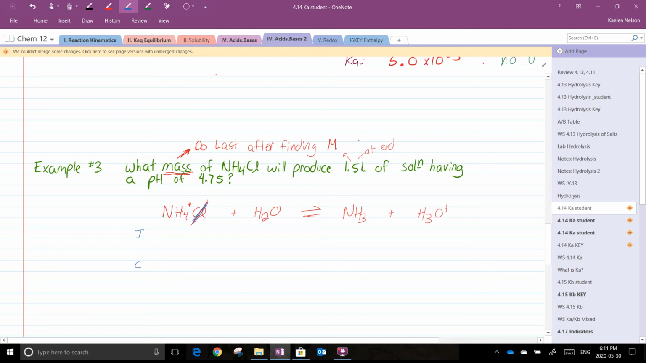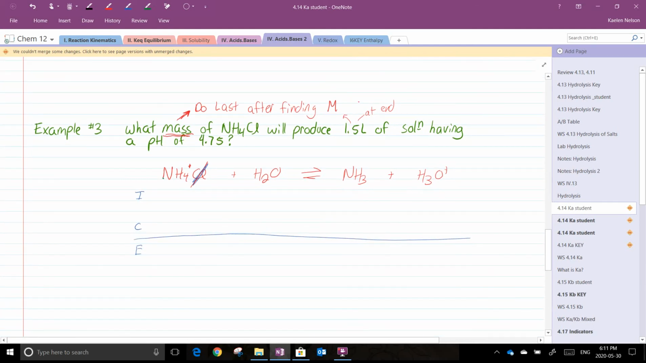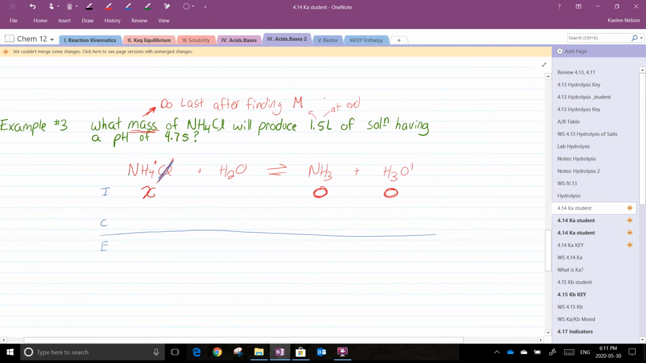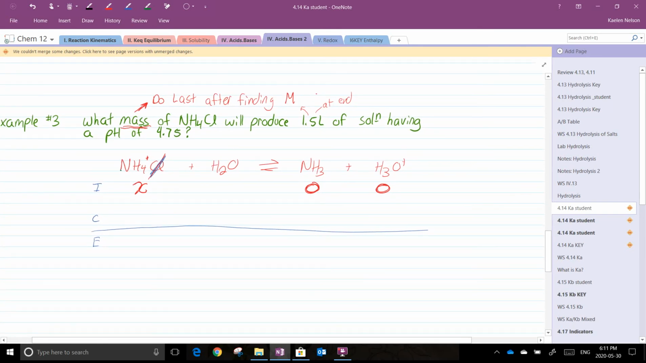Okay, here's my ICE table here. And what mass of NH4Cl? Okay, so I really don't know this number, so I'm going to call that X. I'm going to solve for that at the end. These still have to be 0. Okay, so my next thing I do know is that my pH is 4.75. So pH equals 4.75, so 4.75 equals negative log H3O.